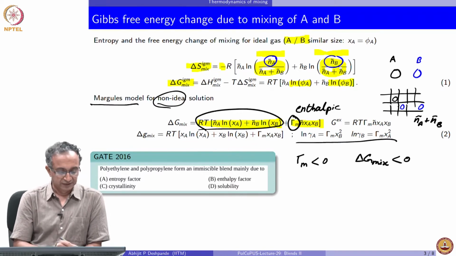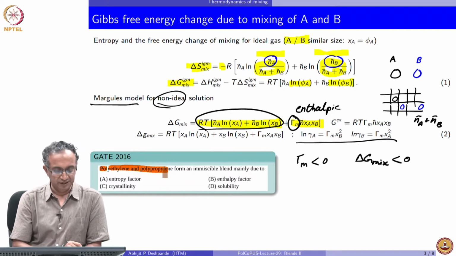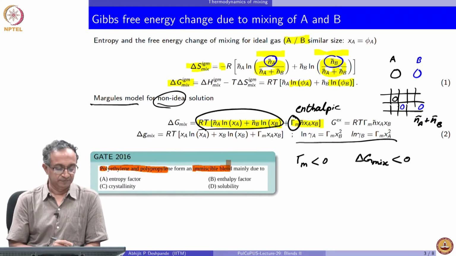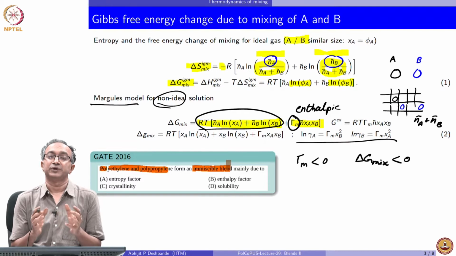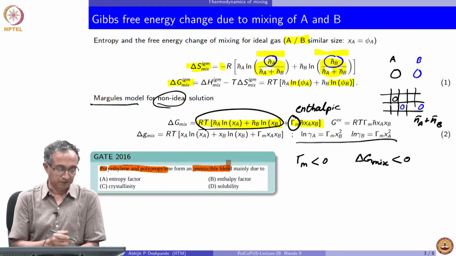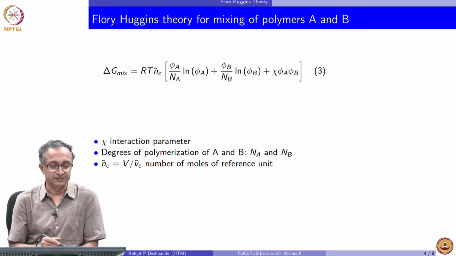And so this is something for us to just ponder about as to why polypropylene and polyethylene form an immiscible blend, given that interactions between them are very similar. And this is something for you to ponder about, because if we have ideal gases where there is not much interaction or similar, then in that case the molecules like to mix. But why is it that in case of polyethylene and polypropylene there is a tendency to form immiscible blends? So we can look at this by looking at the Flory-Huggins expression.